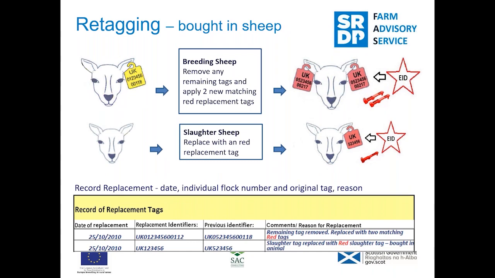Bought-in sheep, you should remove any remaining tags and apply two new matching tags where these will be red. One thing to watch here is that lambs that are tagged with a red EID slaughter tag must be sold by 12 months of age. The reason is that the slaughter tag was lost from the first animal, and you should only keep animals that are fully traceable. So the fact that it's lost its slaughter tag and it's been replaced with a red replacement tag, you've lost its traceability, so you should sell them before they're 12 months of age. Again, you should record these in your record of replacement tags in your holding register.